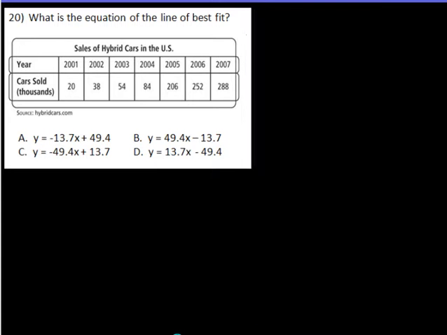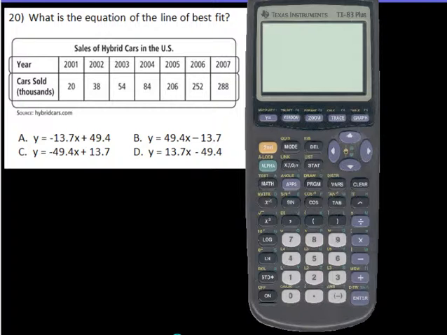Okay, so this is number 20, and this is a question with equation of the line of best fit. So you're going to be on the calculator on this. It wouldn't be impossible to do it by hand if you didn't have a calculator, but it would be challenging, because if you look at your answers, you've got two that are kind of close to each other. At least they sort of look like it at first.